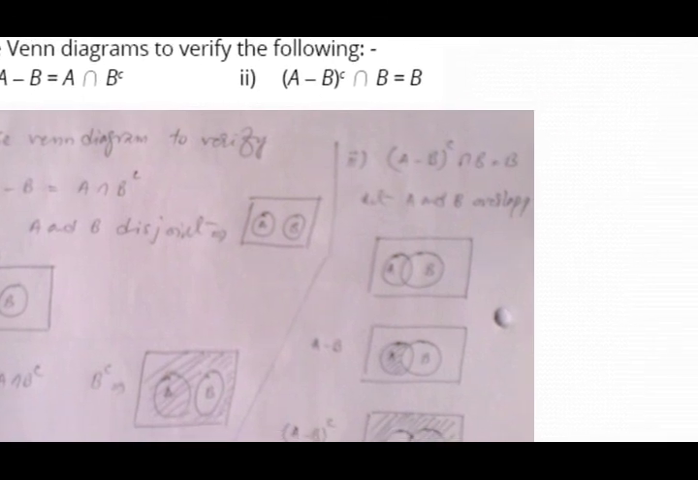If they are disjoint and we find A minus B, we only shade the A side, and in B complement we shade the outside of B including all of A area, and its intersection with A is equal to A, because in intersection we shade the common region. So these two conditions are verified.